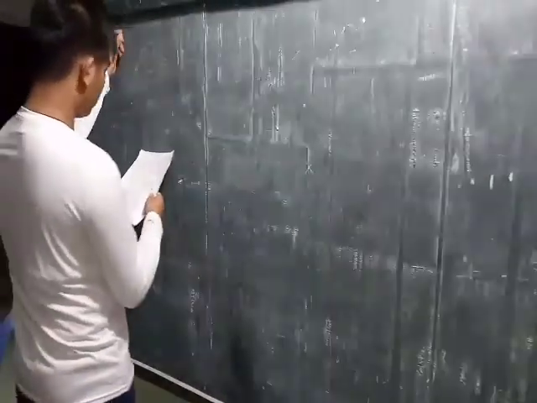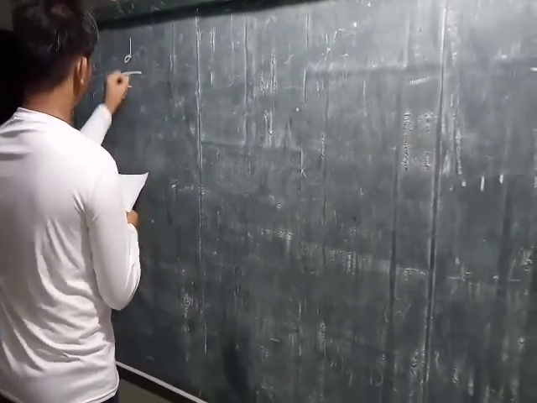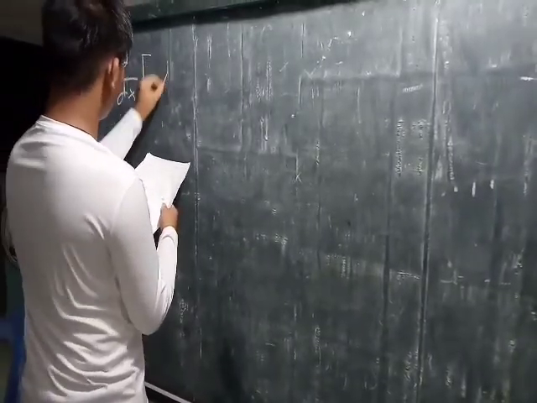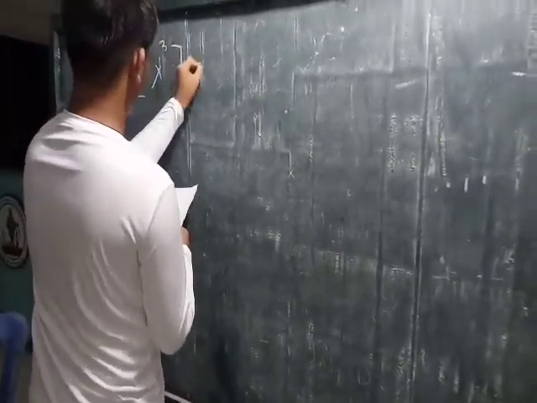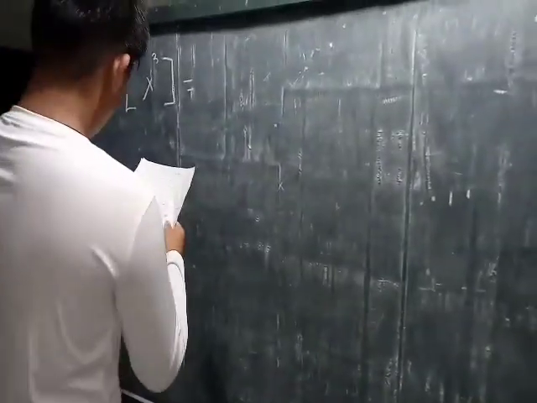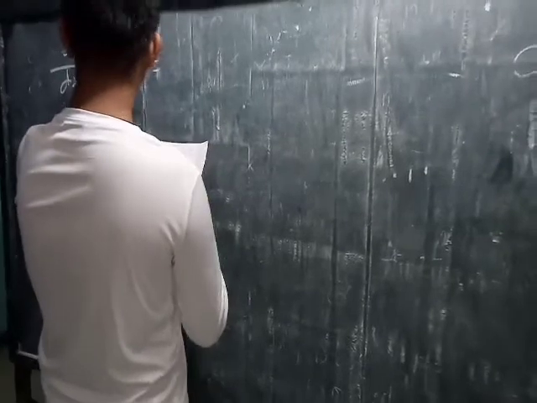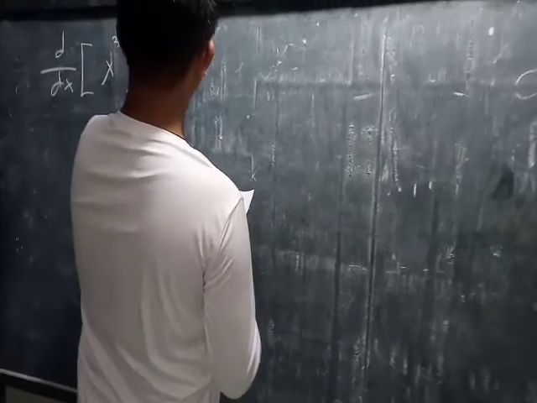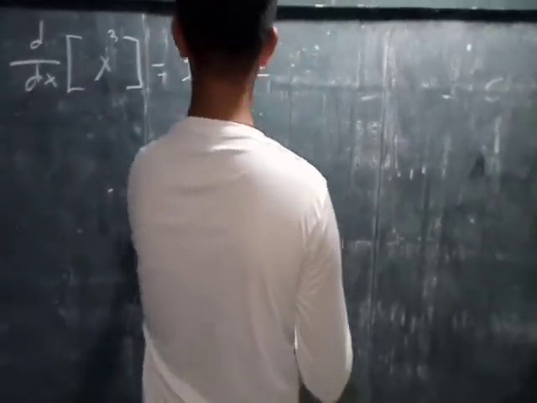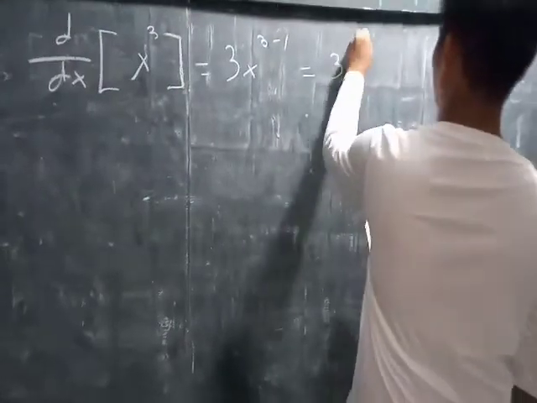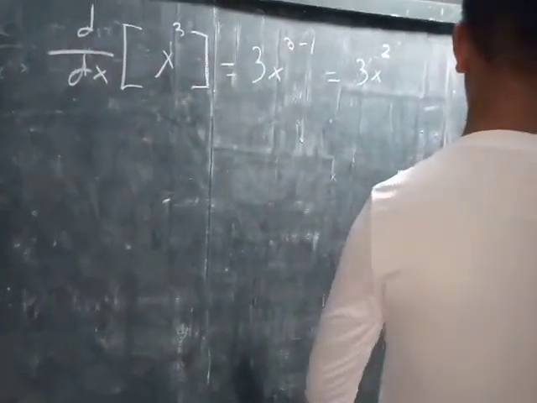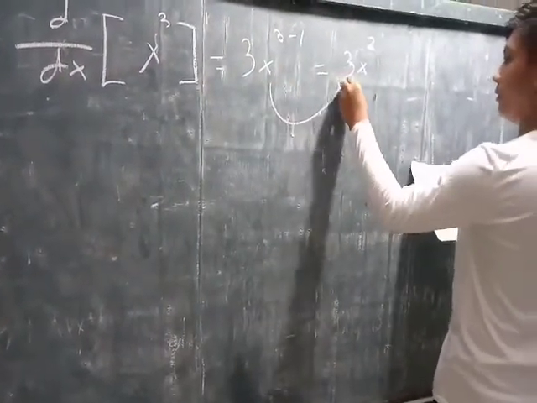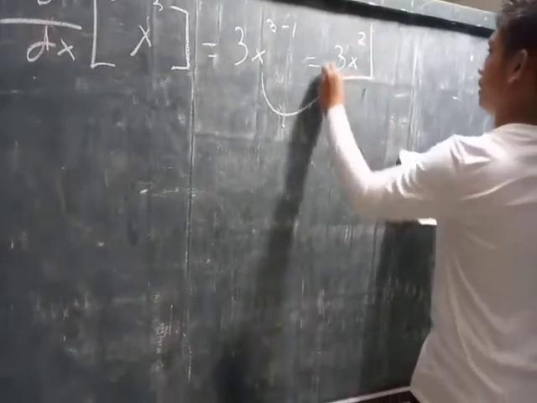For some examples, let's say we wish to find the derivative of x cubed. Using the power rule, we see that our n is 3. So it's 3x to the 3 minus 1, which is 3x squared. So the derivative of x cubed is 3x squared.